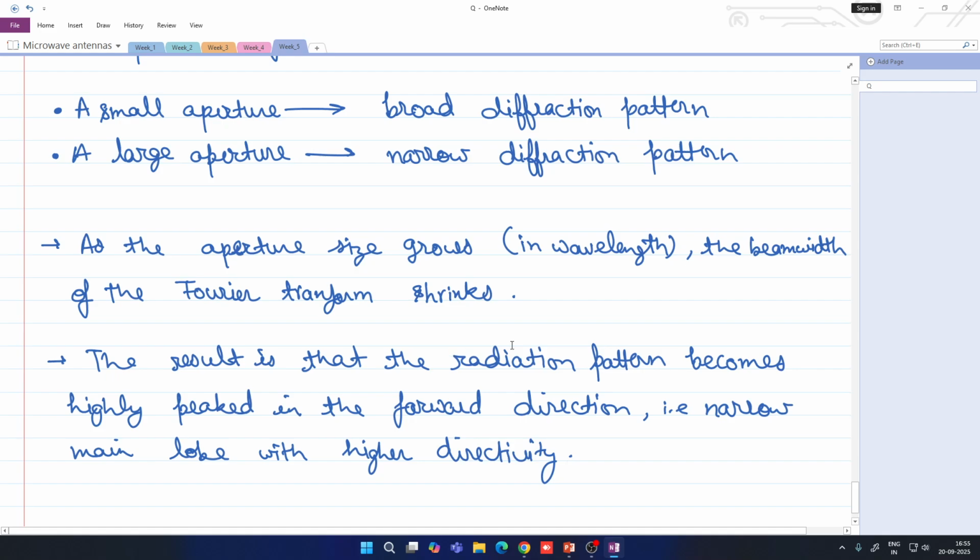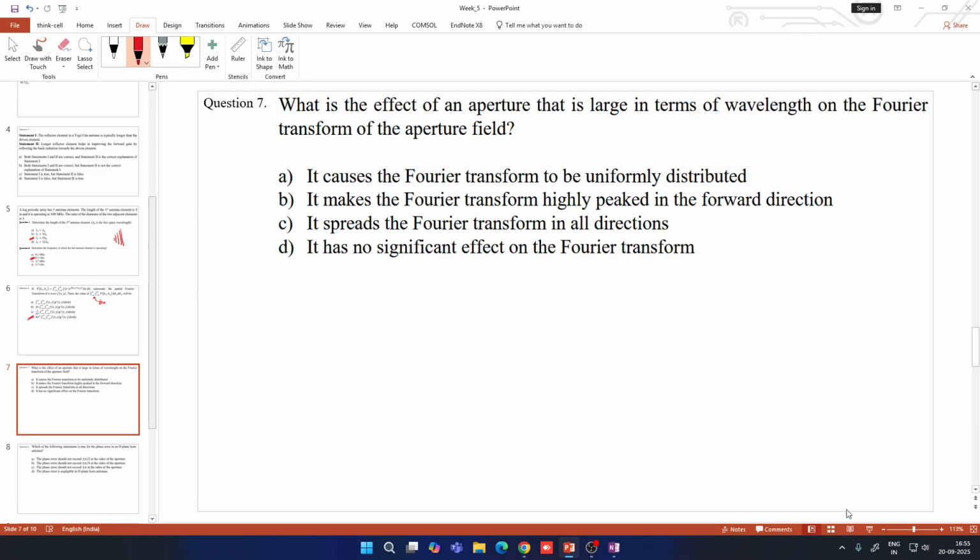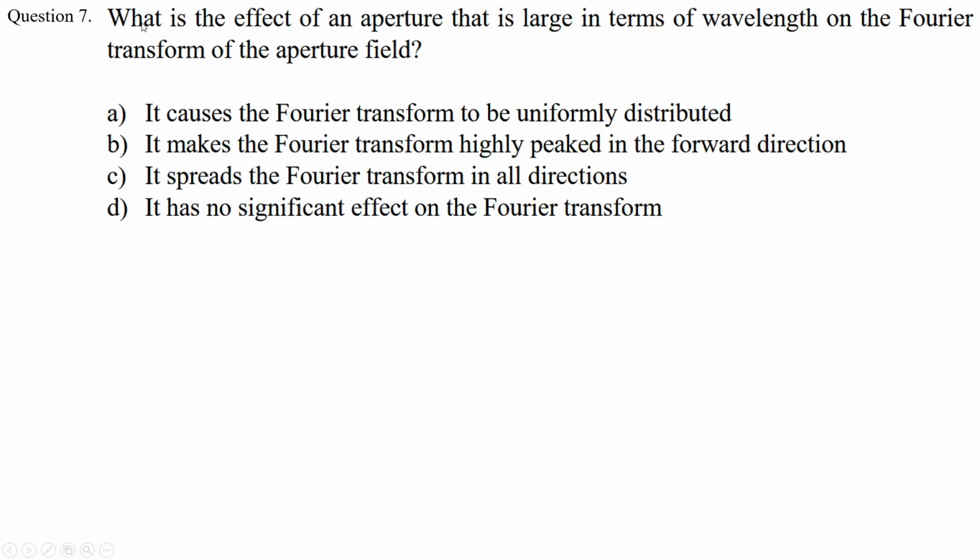So if we match these observations with the given options, we will see what is the effect of an aperture that is large in terms of wavelength on the Fourier transform of the aperture field. Option A is it causes the Fourier transform to be uniformly distributed. No. Option B, it makes the Fourier transform highly peaked in the forward direction. Yes. Option C, it spreads the Fourier transform in all directions. No, that is not correct. Option D, it has no significant effect on the Fourier transform, and that is also not correct. So the correct option is option B.